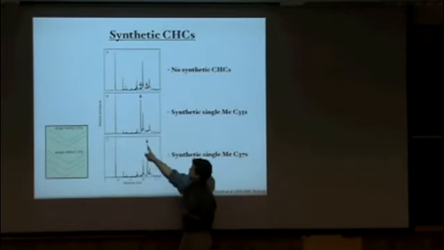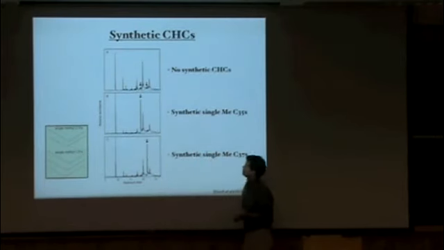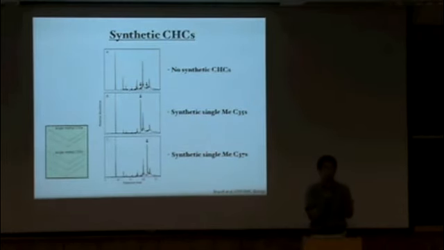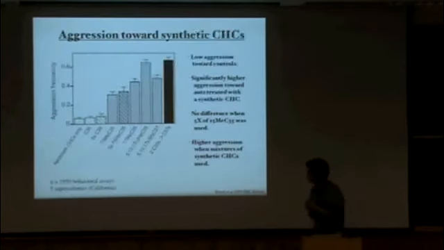Same thing here. This is just a 37-carbon hydrocarbon. So this just shows that we're only changing the particular chemical in the profile that we think we're changing. And so what happens when you do the experiment?